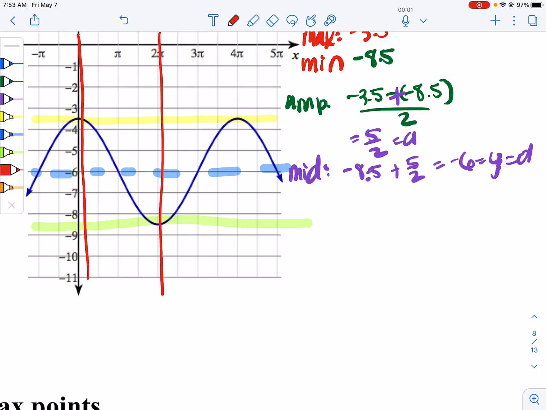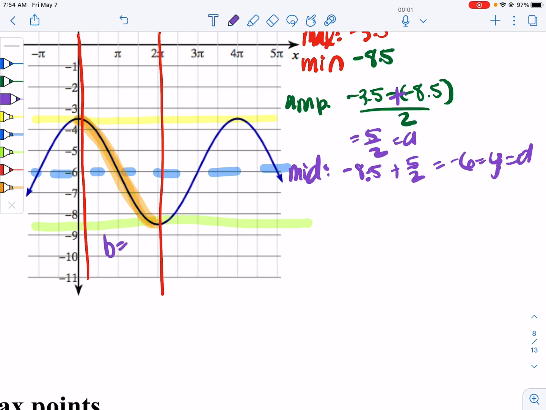Okay, well, between 0 and 2 pi, I have not even gone a full cycle, because one full cycle is from top to top. Now, hopefully you can see that this is half of a cycle, because we've gone from top to bottom.